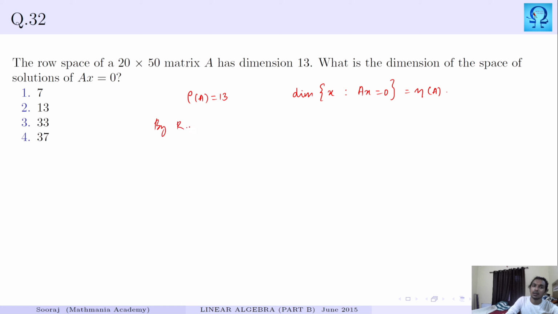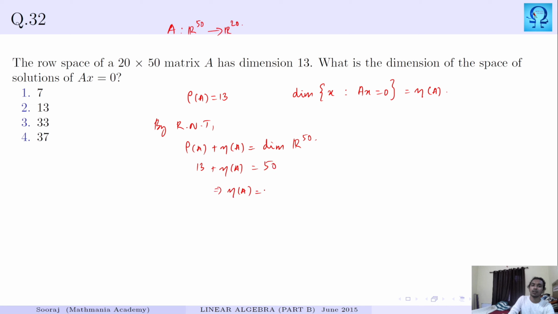By the rank nullity theorem, what are we going to get? Rank of A plus nullity of A is equal to the dimension of the domain. A is given to be a matrix of order 20 by 50, so A can be treated as a mapping from R50 to R20. So it is the dimension of R50. We know the rank is 13, nullity is to be found, and this is 50. So this gives you nullity of A is 50 minus 13, that is 37.